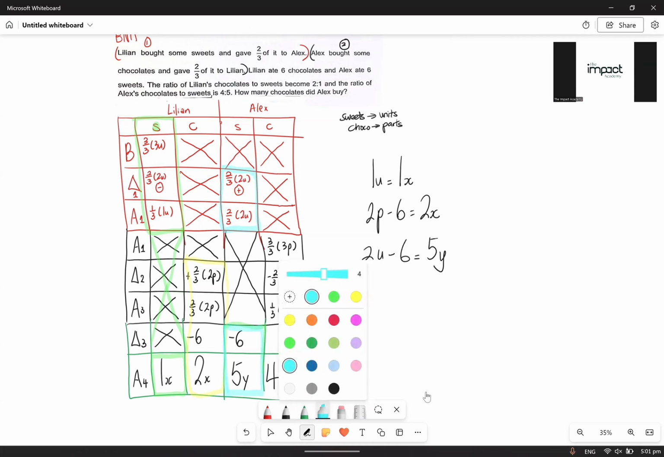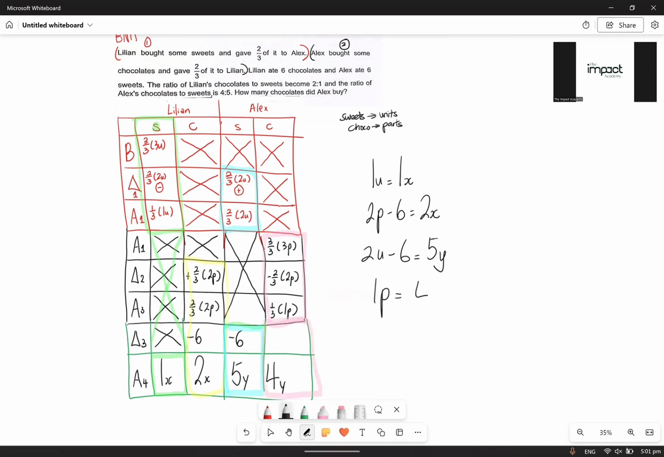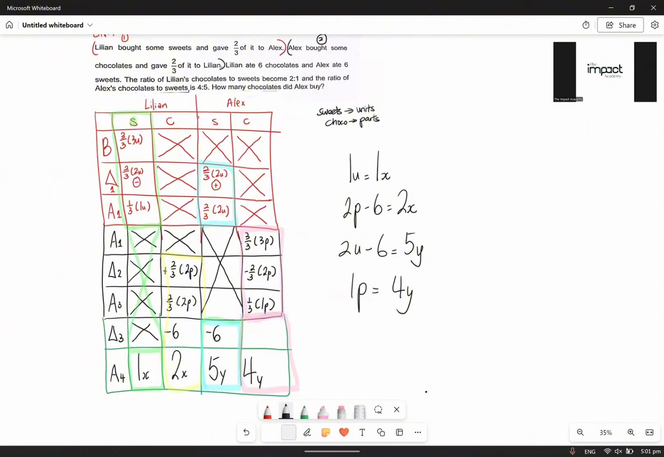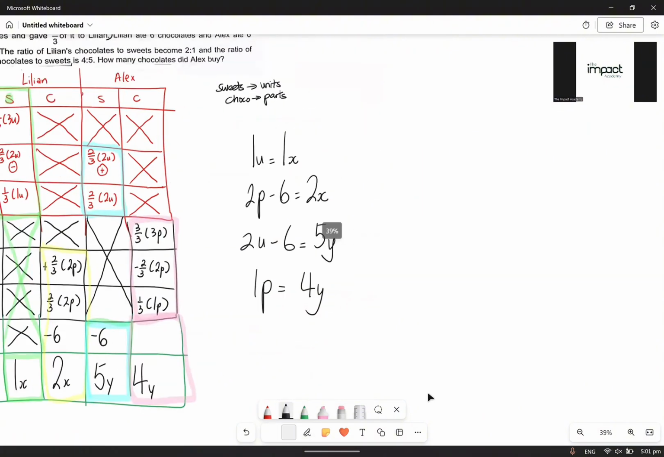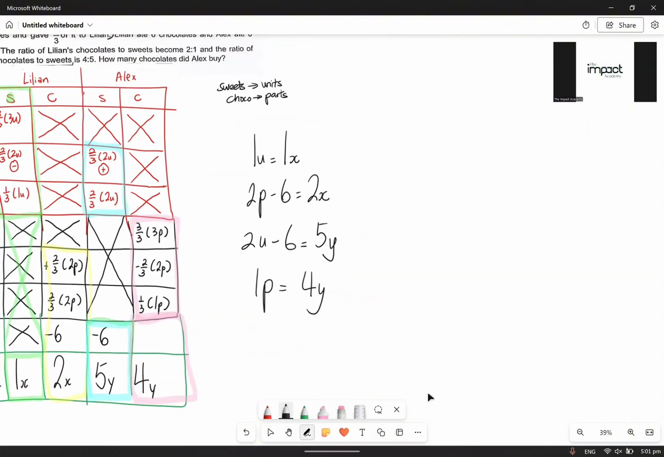Correct? Last but not least, I use pink color, which is whatever that is over here, right? 1 part is equals to 4y. Very good. Okay. So your job now, you have 4 unknowns. It's like I give you 4 mystery boxes. I tell you, pick the right mystery box and I will see you through PSLE. Which one do you pick?